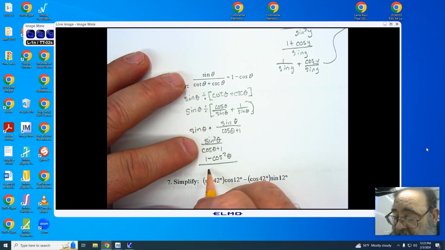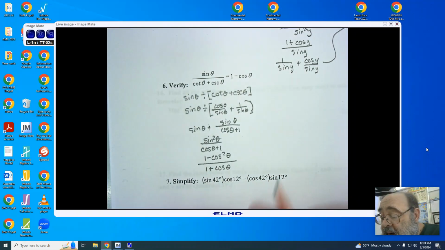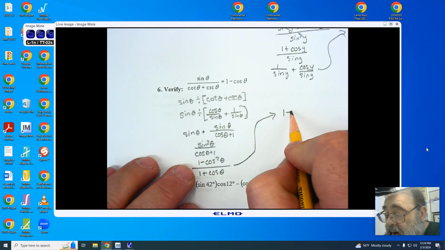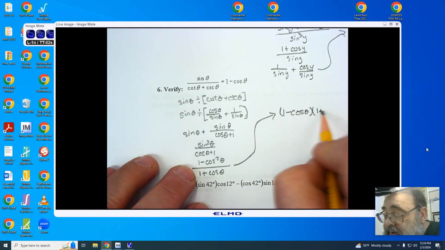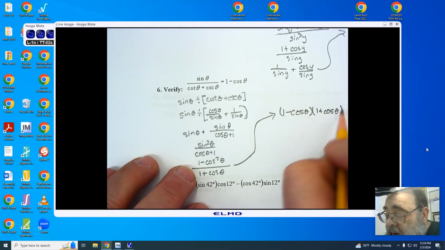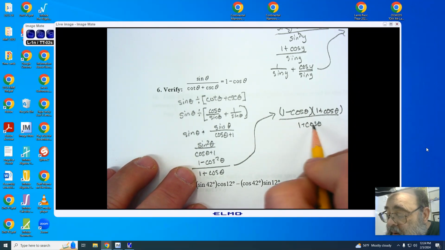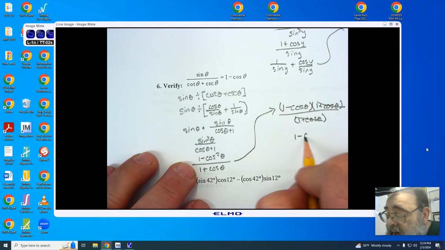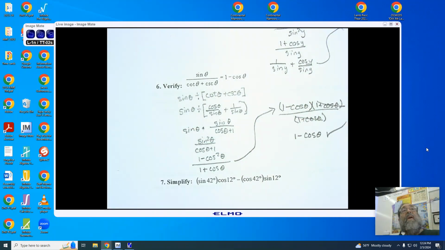You'll notice that's a difference of squares. I'm going to rearrange this. Commutative property of addition allows me to move it around. I'm now going to factor 1 minus the cosine of theta, 1 plus the cosine of theta, and I'm dividing by 1 plus the cosine of theta. You'll notice 1 plus the cosine of theta is going to cancel, and I'm left with 1 minus the cosine of theta, and that checks. I have now verified my identity.